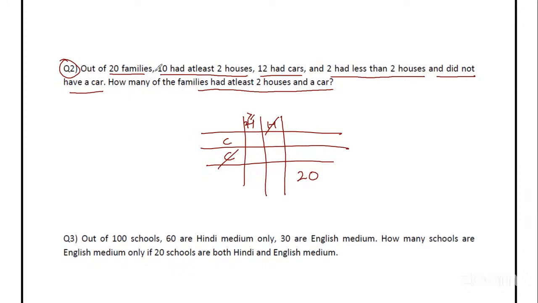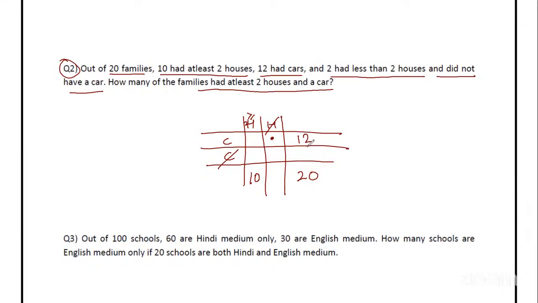Out of 20 families, 10 had at least two houses. So remember, 10 had at least two houses, so 10 comes here. All right. 12 had cars, so 12 comes here. Now, had they mentioned 12 had cars only, then it would come here, in this square out here. Cars only. But they're not using the word only, so 12 had cars, so it'll be out here in the row of the C.